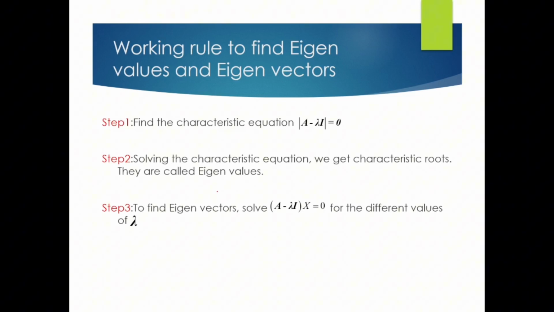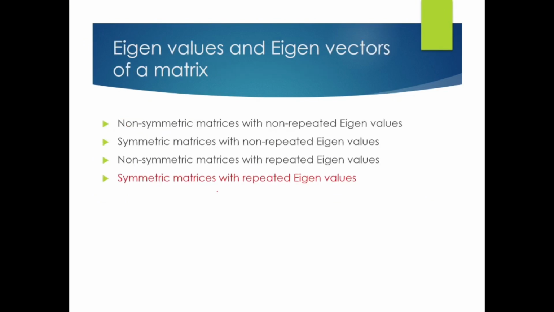There are 4 types of problems to solve for eigenvalues and eigenvectors. When a problem is given, you have to identify whether the given matrix is symmetric or non-symmetric. The first one is non-symmetric matrices with non-repeated eigenvalues. Second is symmetric matrices with non-repeated eigenvalues. Third is non-symmetric matrices with repeated eigenvalues. And the last one is symmetric matrices with repeated eigenvalues. For the last one, there will be a small change in the procedure; the others will be similar.